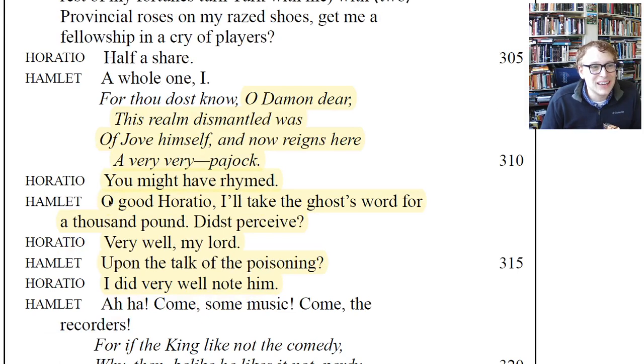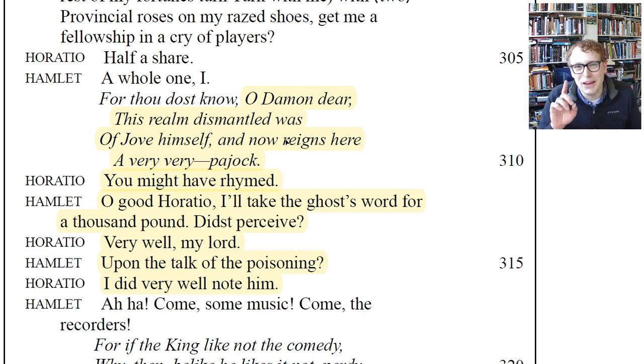And Horatio and Hamlet see it. Great, another moment too. This is just Hamlet and Horatio afterward. They've seen the king lose it. They know he's guilty. They both saw it. And anyway, Hamlet has this little quote: O Damon dear, this realm dismantled was of Jove himself, and now reigns here a very, very pajock. And there's a pause that the dash tells us.